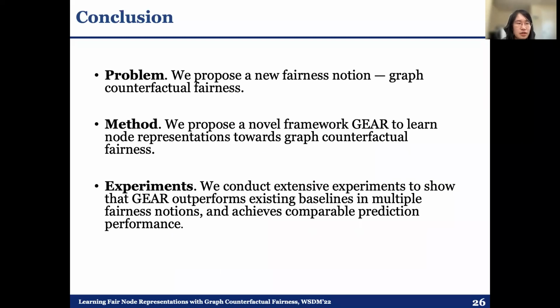When we come to the conclusion, first we propose a new fairness notion, graph counterfactual fairness, and then we propose a novel framework here to learn node representations towards graph counterfactual fairness. And we conduct extensive experiments to show that the proposed framework outperforms existing baselines in different fairness notions and can achieve comparable prediction performance.